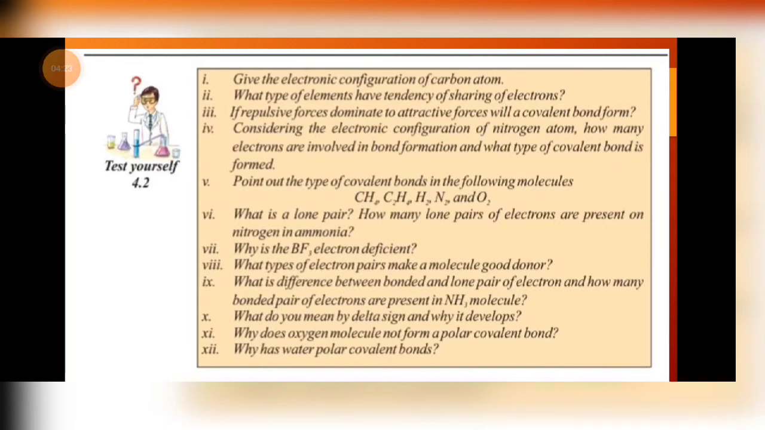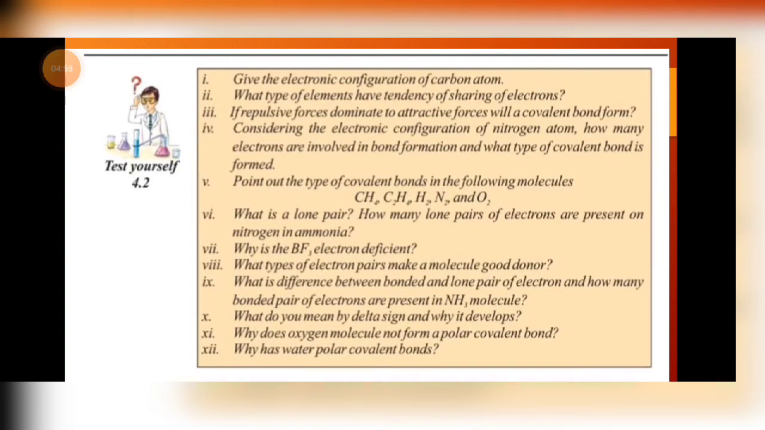I think we will discuss this in our online class. We know that if repulsive forces are dominant, then the energy of the system will be high and there is no bond formation. Bond formation only occurs when attractive forces dominate. Considering the electronic configuration of nitrogen atom, how many electrons are involved in the bond formation, and what type of covalent bond is formed?